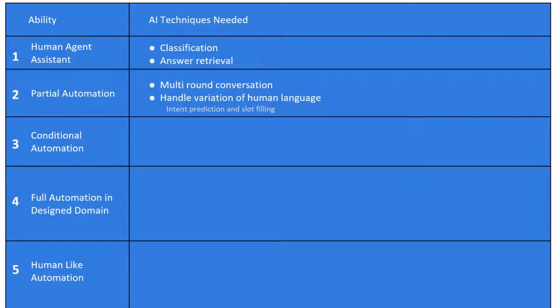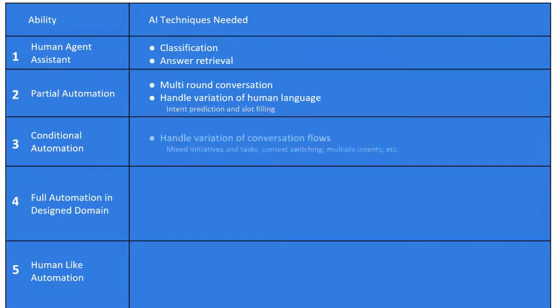For example, I want to book a flight to LAS tomorrow. Or the user can say, I need to go to Las Vegas on April 29th. Please help me find the ticket. A child could understand and make up sentences that he or she had never heard before. And level 2 AI can do the same. Machine learning techniques for intent prediction and slot filling enable us to build level 2 AI.